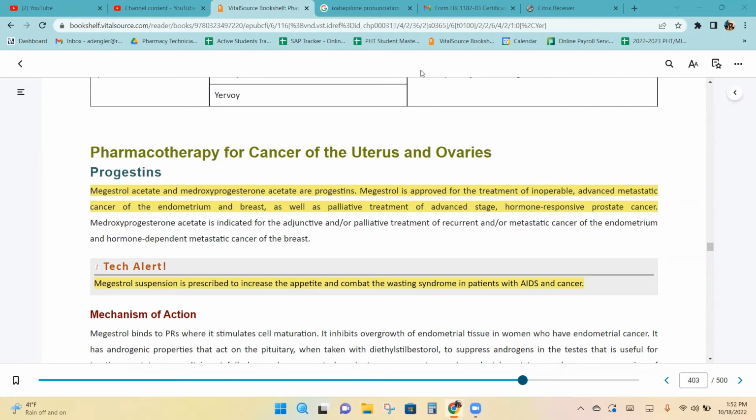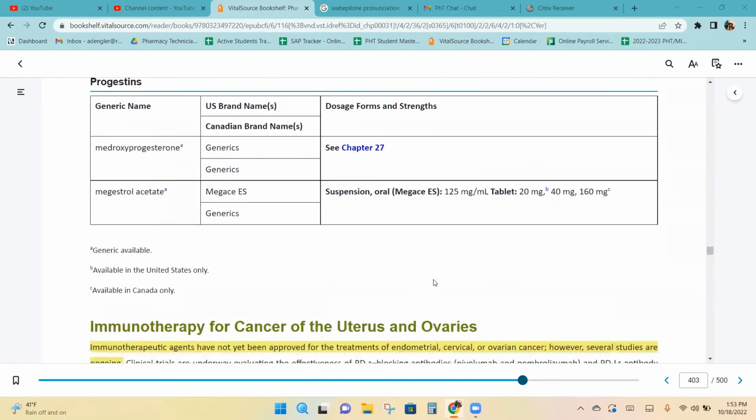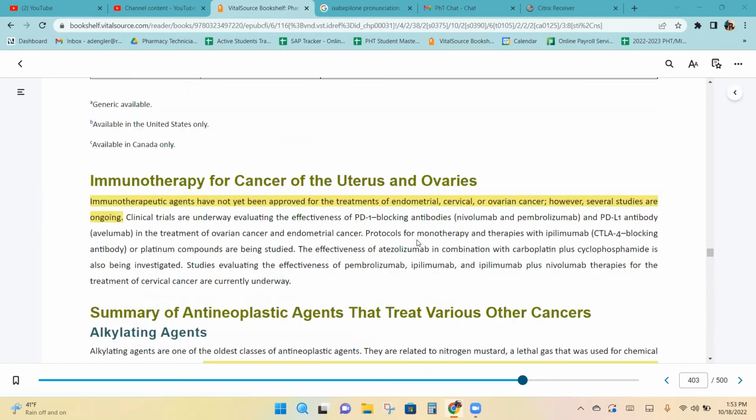Megestrol acetate and medroxyprogesterone are progestins. Megestrol is approved for the treatment of inoperable advanced metastatic cancer of the endometrium and breast, as well as palliative treatment for advanced stage hormone responsive prostate cancer. Megestrol suspension is prescribed also to increase the appetite and combat the wasting syndrome in patients with AIDS and cancer. So we have the megestrol acetate. It's a suspension and also available as a tablet. Medroxyprogesterone is talked about in chapter 27.